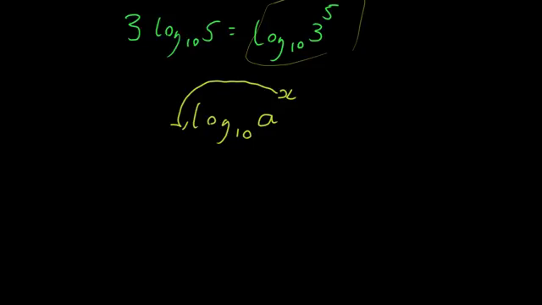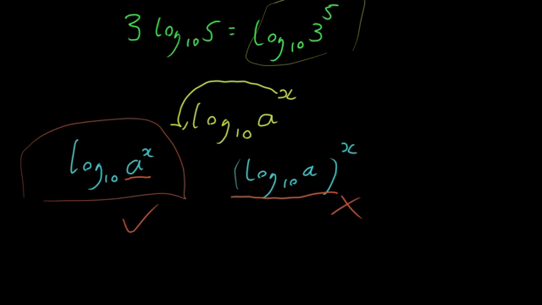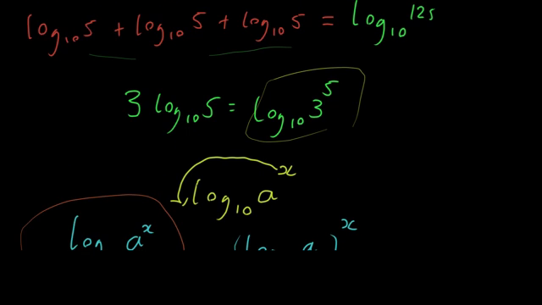But it's important to note that this and this are actually different things. Okay, you see that. In this one, the a is raised to the power of the x. In this one, the whole log is raised to the power of x. And the rule only works in this case. This case, no. Okay, and we can see why. Really, those are different things.